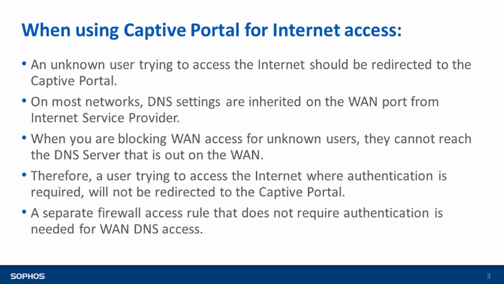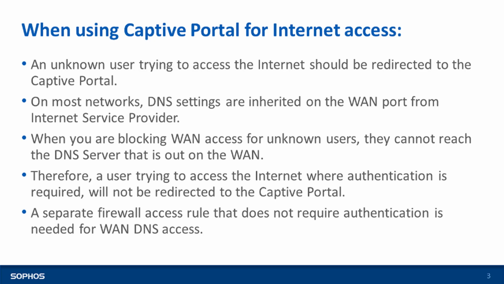Even though Captive Portal can be used for both internet access and network access, when you're using it specifically for internet access, an unknown user trying to access the internet should be redirected to the Captive Portal. However, on most networks, DNS settings are inherited on the WAN port from your internet service provider. When you're blocking WAN access for unknown users, they cannot reach the DNS servers that are out on the WAN. Therefore, a user trying to access the internet where authentication is required will not be redirected to the Captive Portal. You need to create a separate firewall access rule that does not require authentication so those users can hit the DNS servers.